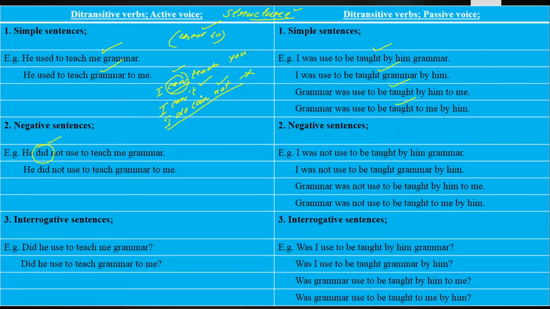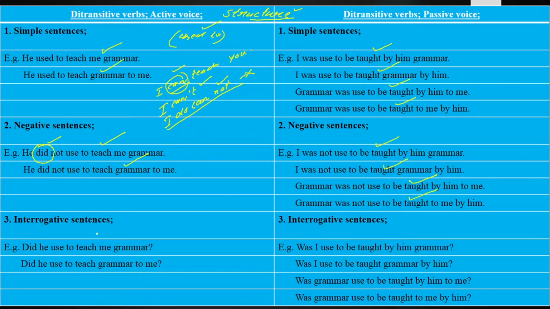Negative sentences, we have those sentences in which we deny the statement. I did not used to teach him grammar. I did not used to teach grammar to him. I was not used to be taught by him grammar. I was not used to be taught grammar by him. Grammar was not used to be taught by him to me. Grammar was not used to be taught to me by him.